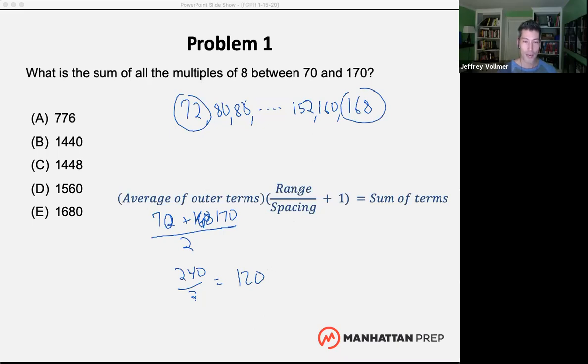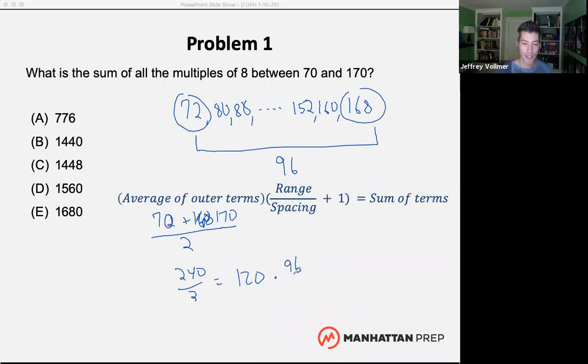Let's figure out the range. What is the range of my multiples of eight here? Again, we're not going from 70 to 170 because those aren't numbers that I'm adding up. The first number I add up is 72. The last one is 168. This has a gap of almost 100. 72 to 172 would be 100. This is four short of that. So this is a gap of 96.